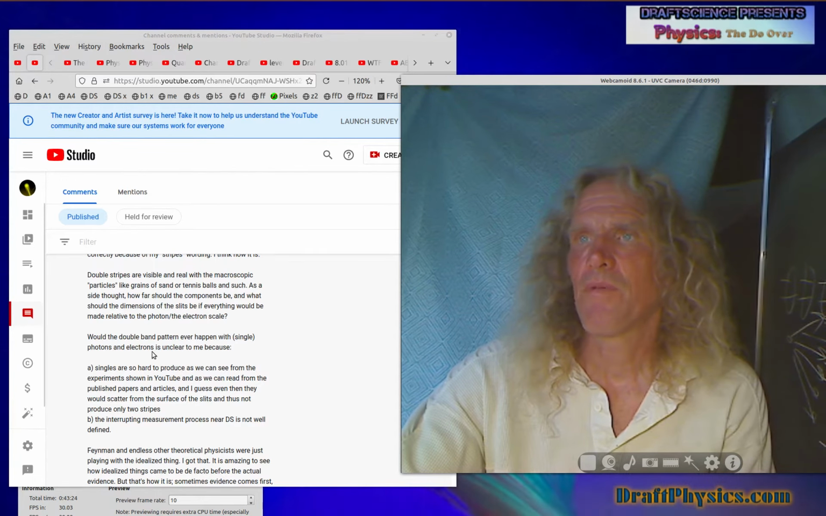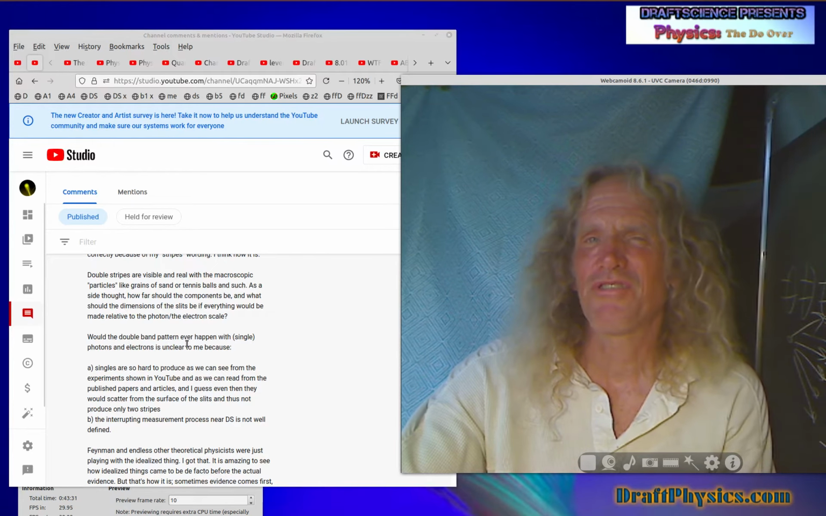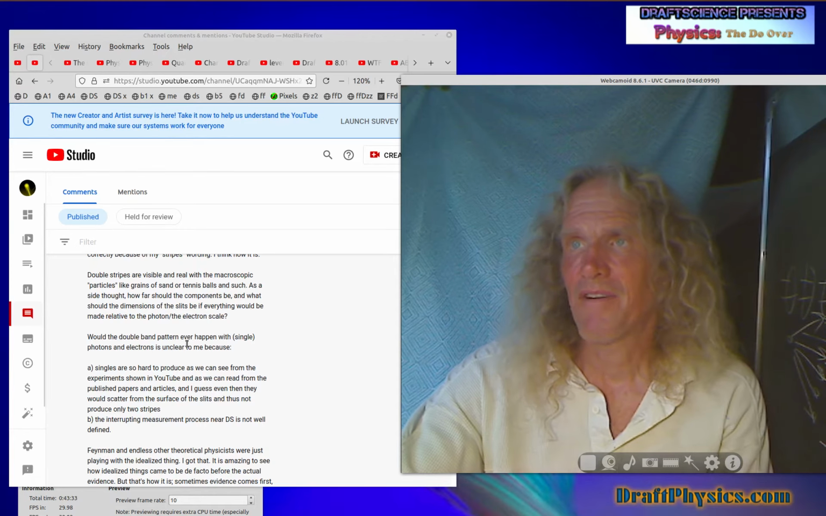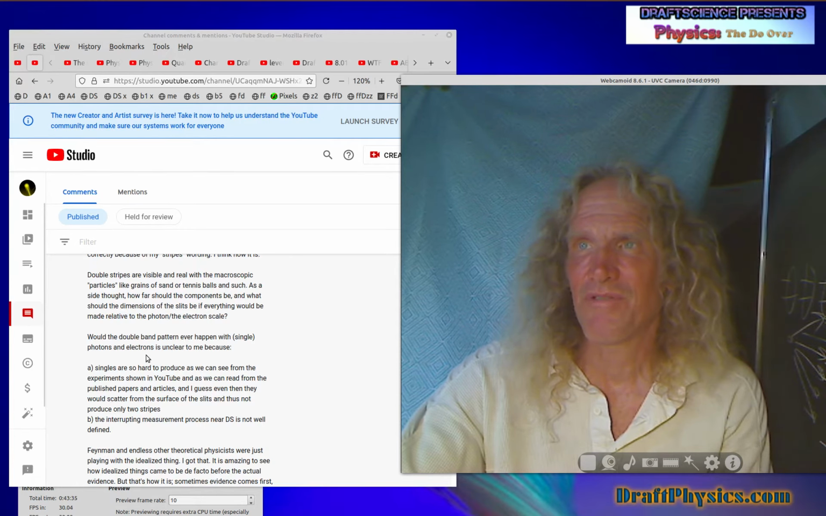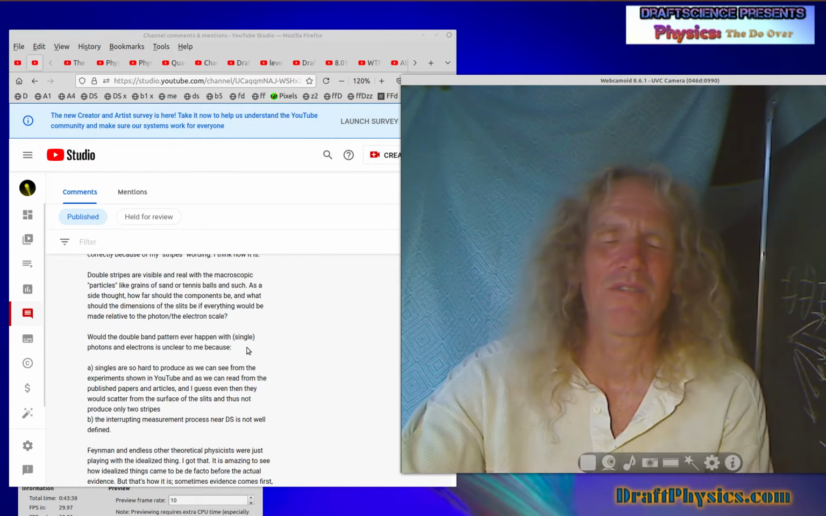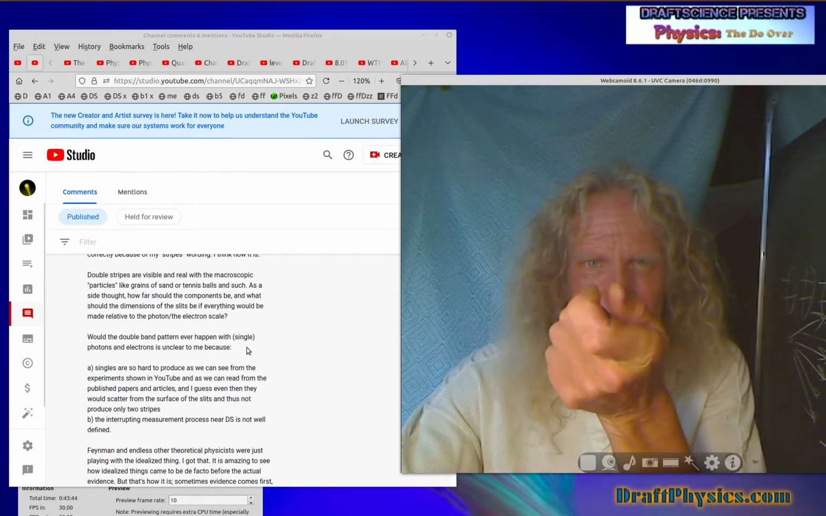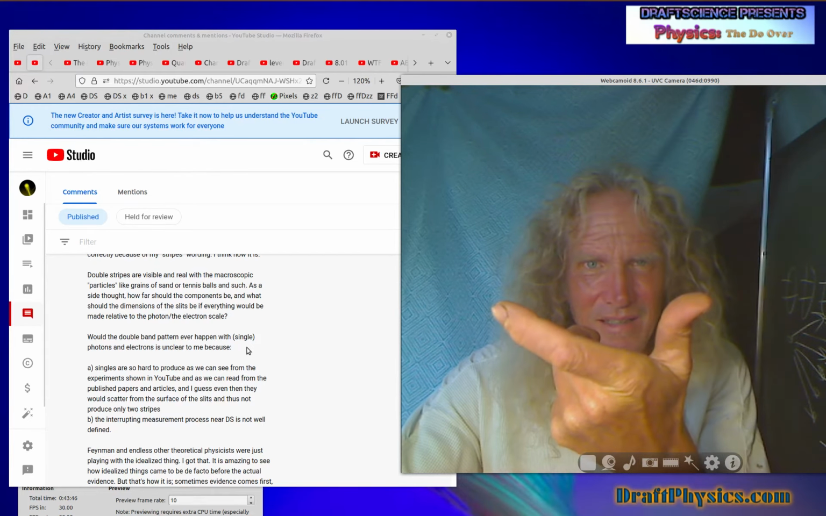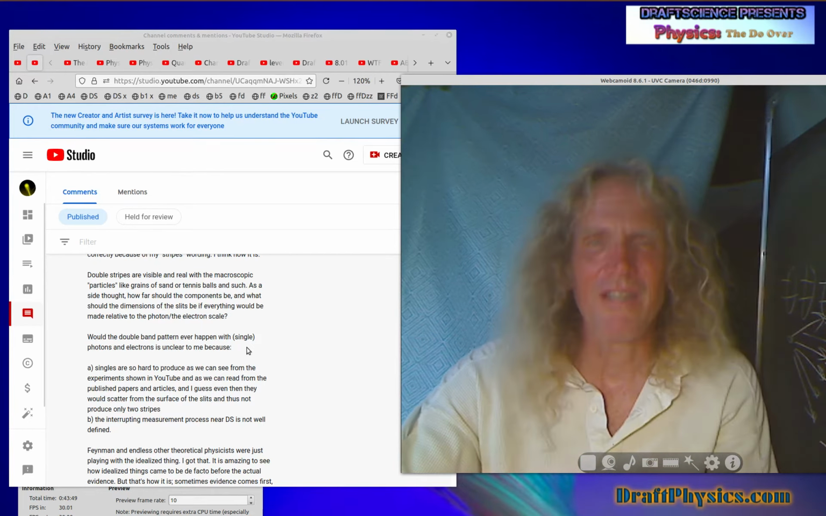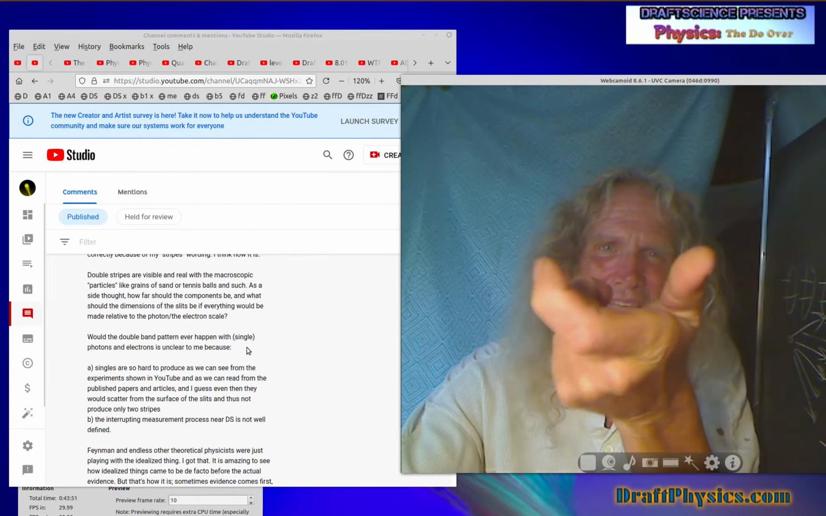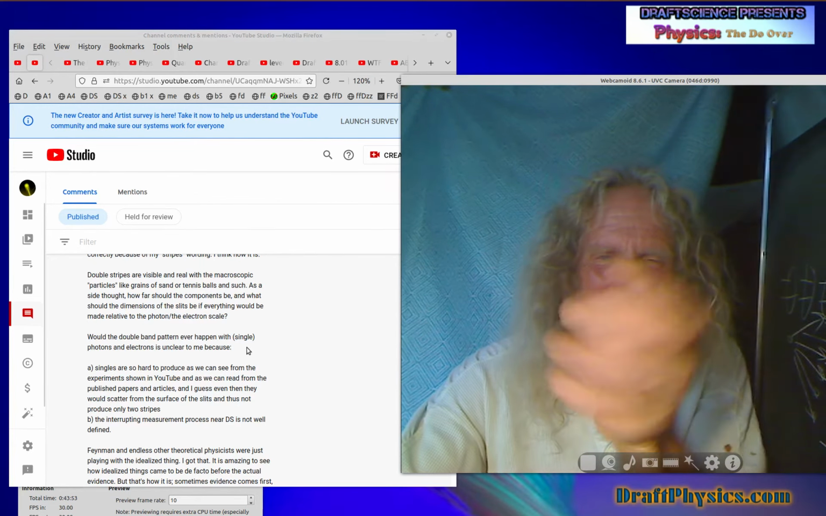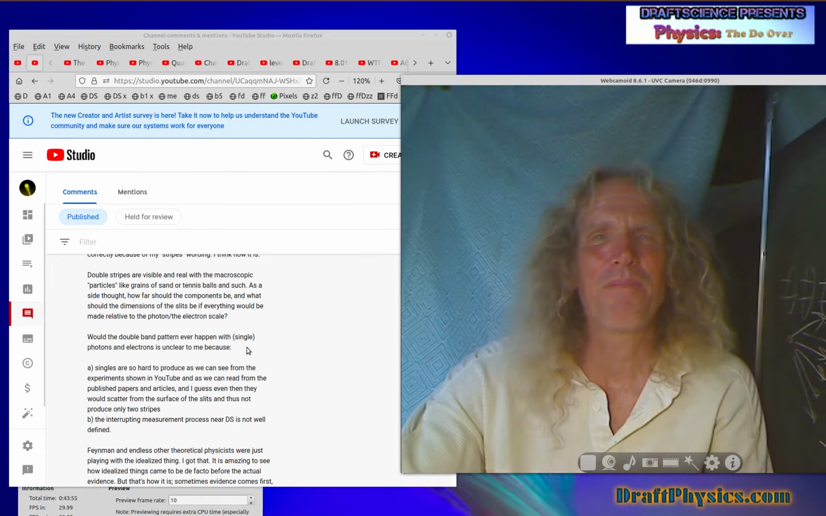Would the double band pattern, so he's talking about the stupid stripes again, ever happen with single photons and electrons is unclear to me because, okay, well, you're too stupid. That's the reason. The stripes have to be 1 millimeter apart. They don't spread. They're 1 millimeter on your target. Your target has one band that is 5 centimeters across. How are you going to see 1 millimeter as two different bands? Come on.